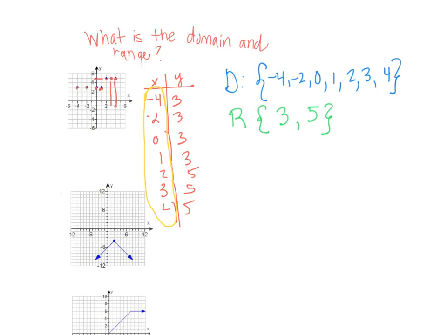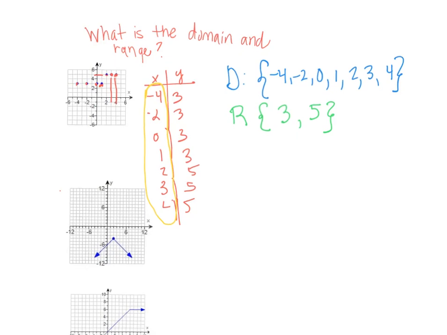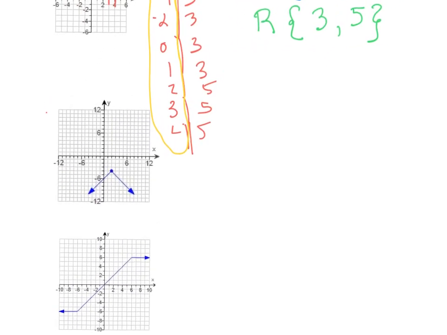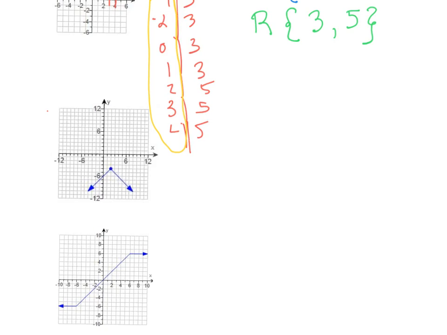And then our range is just 3 and 5. We're allowed to have doubles in the range, but we don't have to list them out. Okay? All right, let's look at our next one here. Our next one is a little bit different because it's a different type of graph. So I'm going to go ahead and erase this part so I have a little bit more space.